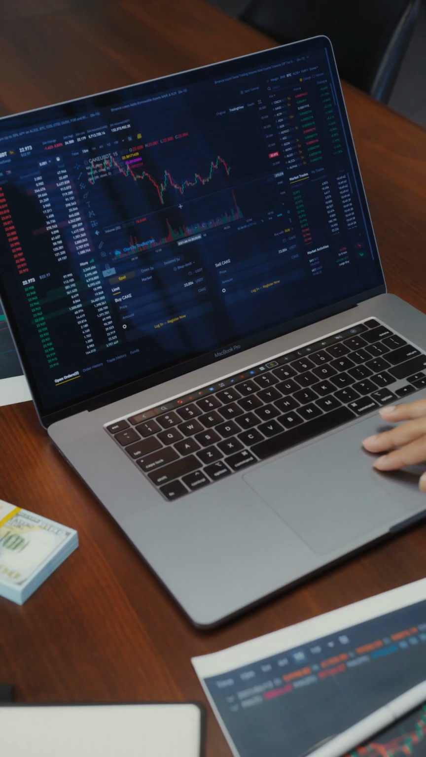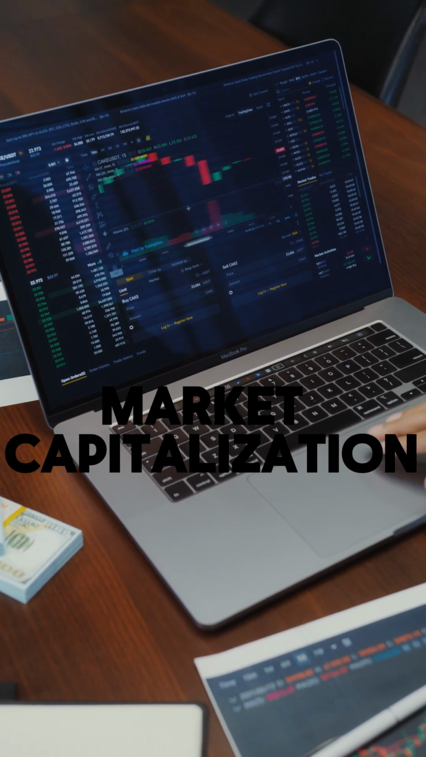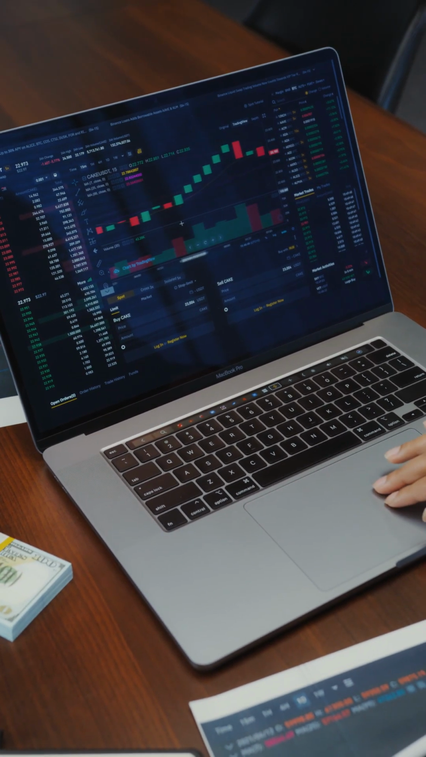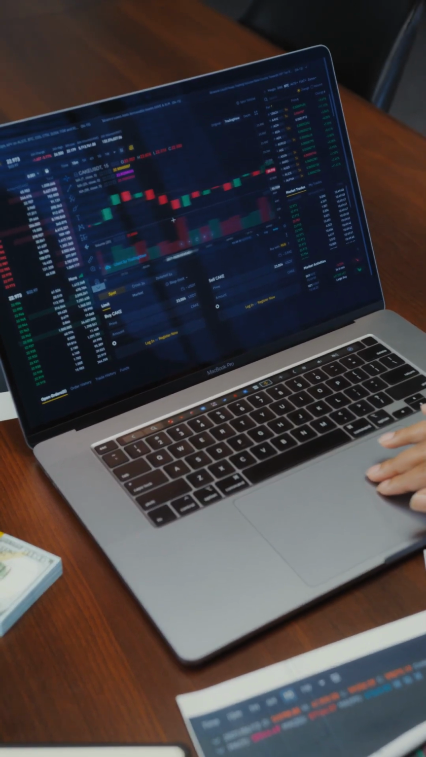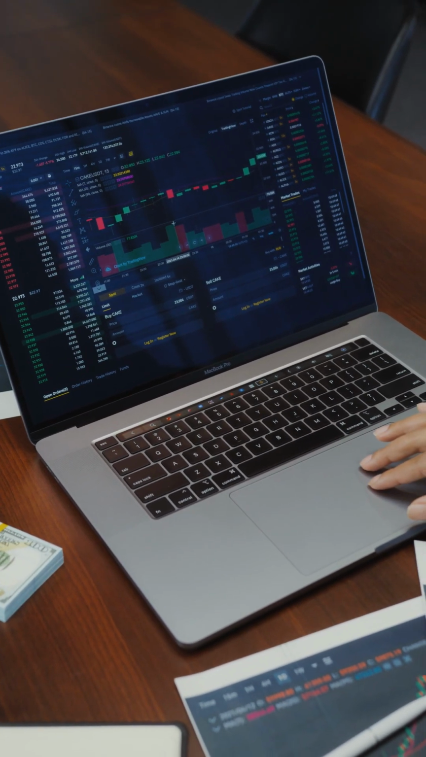Market capitalization, often referred to as market cap, is a measure used in finance to evaluate the size and value of a publicly traded company. It's calculated by multiplying the current market price of a company's outstanding shares by the total number of outstanding shares.